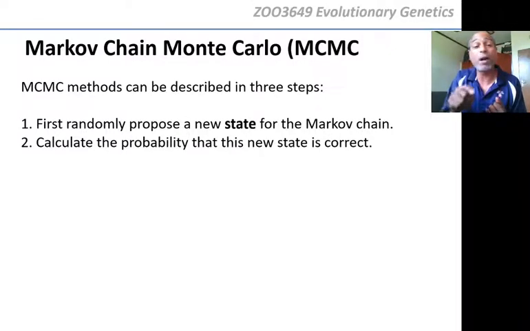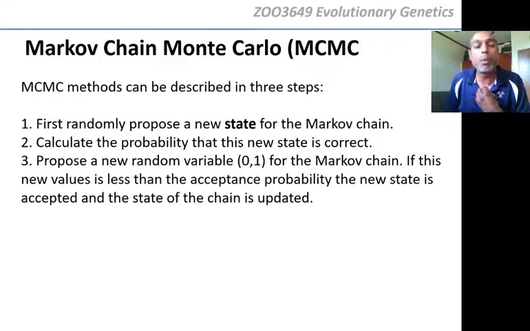Okay, the step I've taken, one step, what is my likelihood? In other words, what's the probability of this tree? All right, so it calculates the probability, and it can propose a new random variable, between 0 and 1 for the Markov chain, based on the probability of that state.